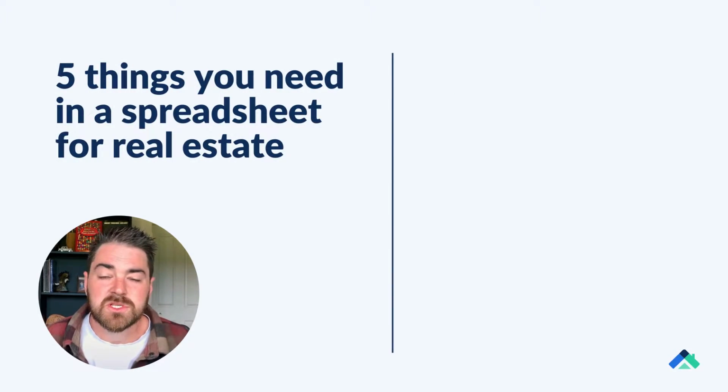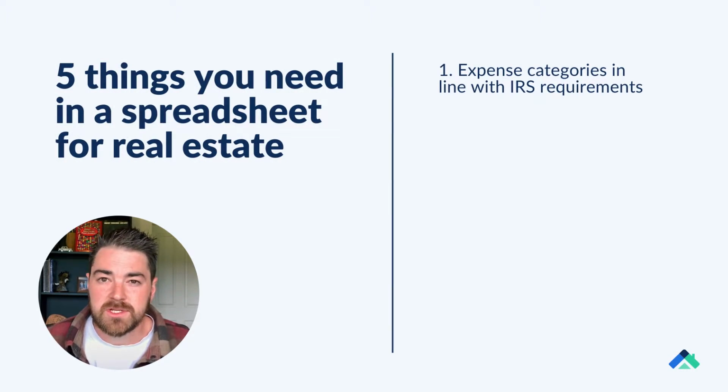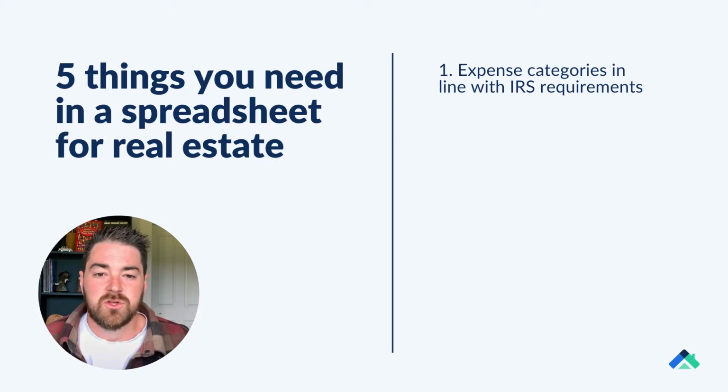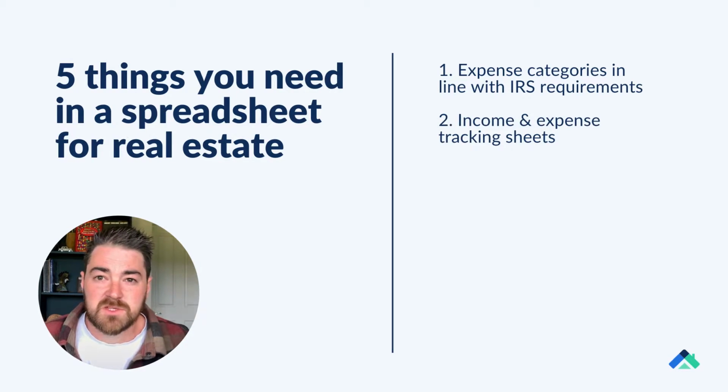There are 5 things that every real estate investor needs to ask when working out if their spreadsheet is fit for tax season. Does your spreadsheet have accurate expense categories in line with the IRS requirements? You can get a copy of our rental property expense checklist in the link description below, but typically the IRS Schedule E requirements have very specific categories in a way that they need to read that information when you're submitting your tax return. Does your spreadsheet have income and expenses tracking ability on that?